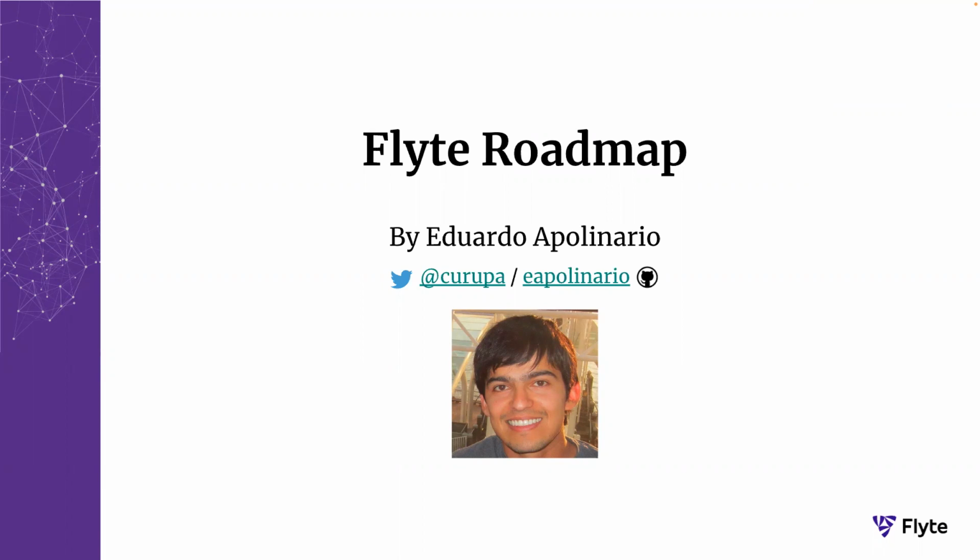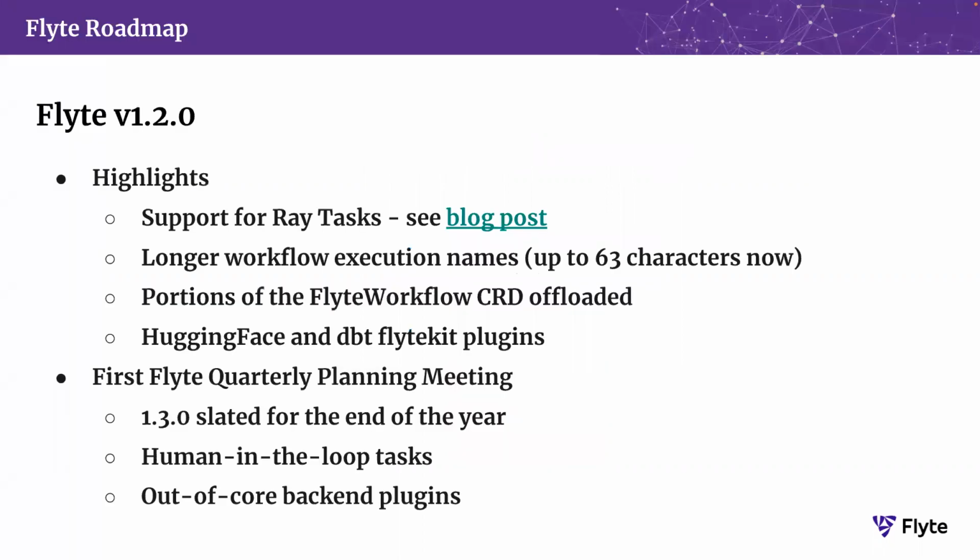Amazing. Can we go to the next slide? So yeah, 1.2 went out yesterday. Here are some of the highlights. I think the biggest feature going out with this release is the support for array tasks. But there's other cool stuff also there. We already briefly touched on the DBT plugin, but there's another plugin that I'm very excited to see being used: Hugging Face.